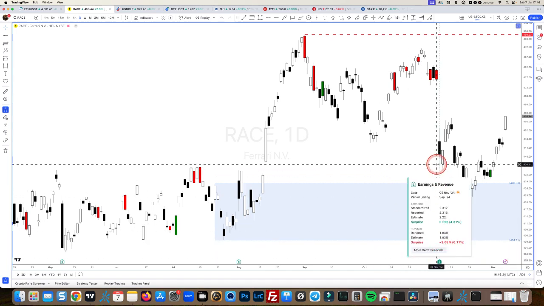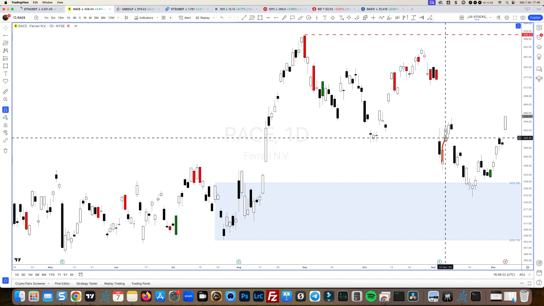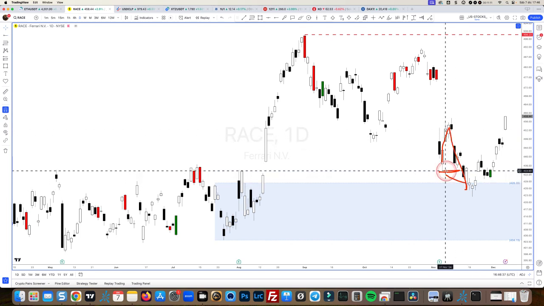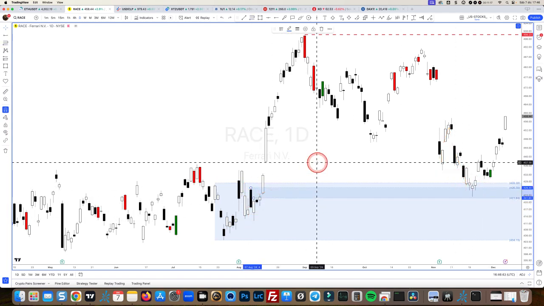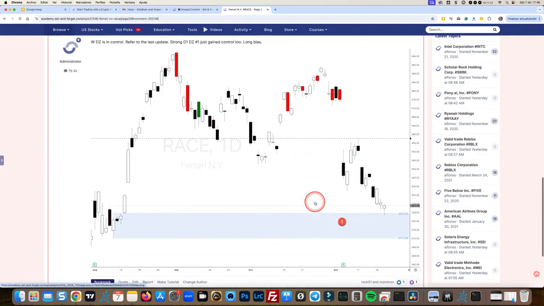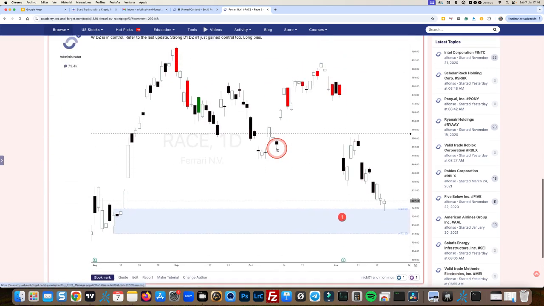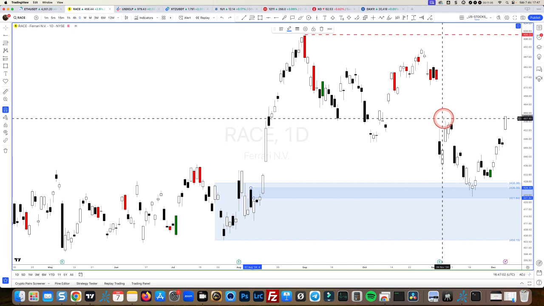Last, on the 5th of November, and what happened after positive news? Here was a little bit of a rally, and then it printed another low and reached the demand level on the daily and also on the weekly, as explained on the website. I said here, weekly demand is in control, refer to the last update, this one over here, and strong daily demand just gained control too, long bias. So we're expecting this. This is the alert for me to say, okay, this is a winning trade, and that happened. Yes, it did happen.